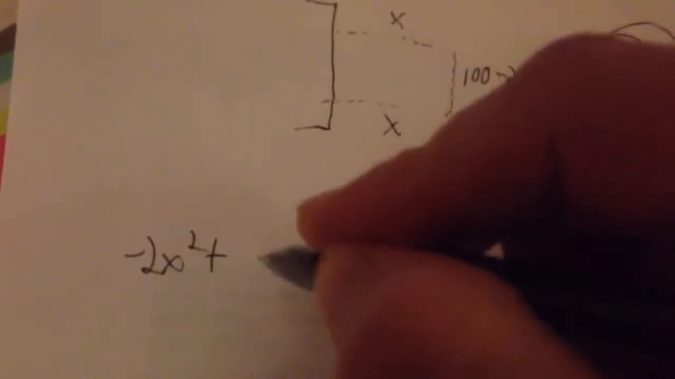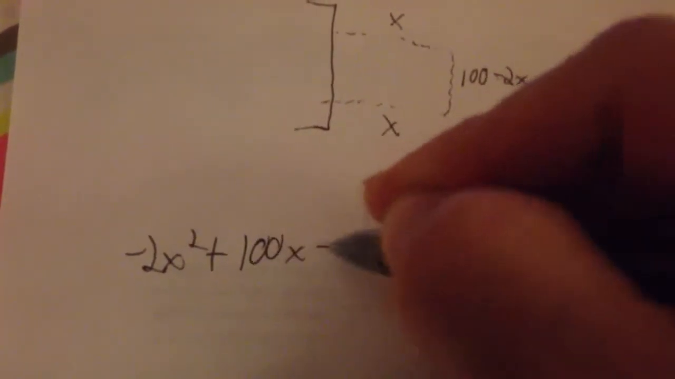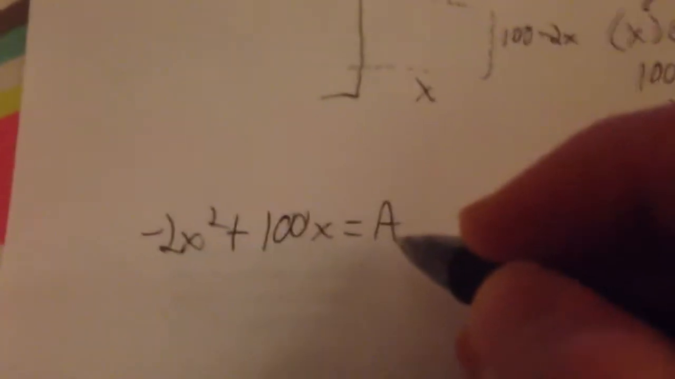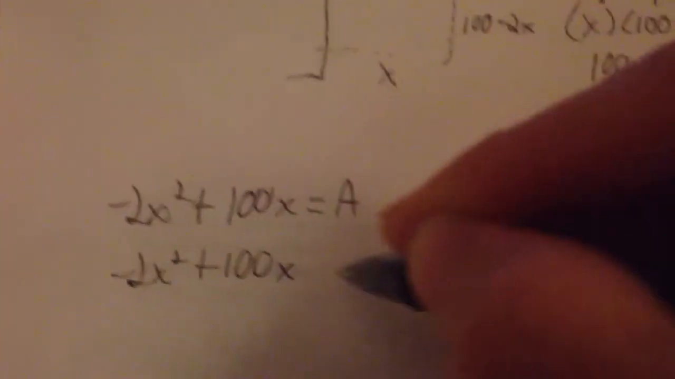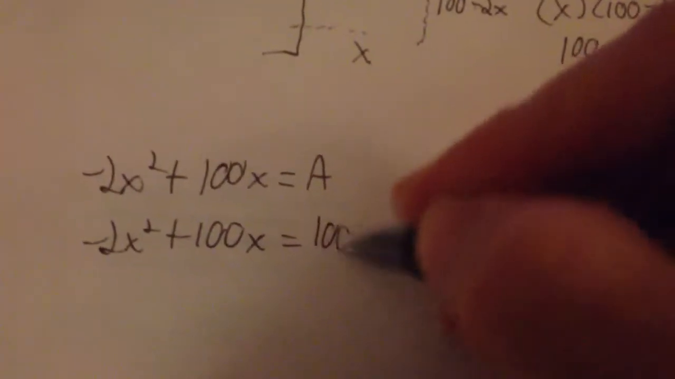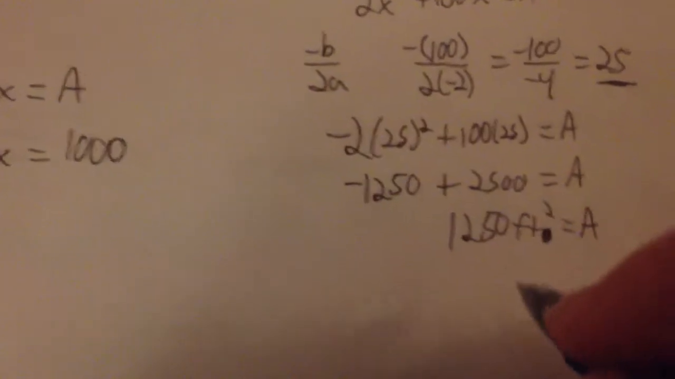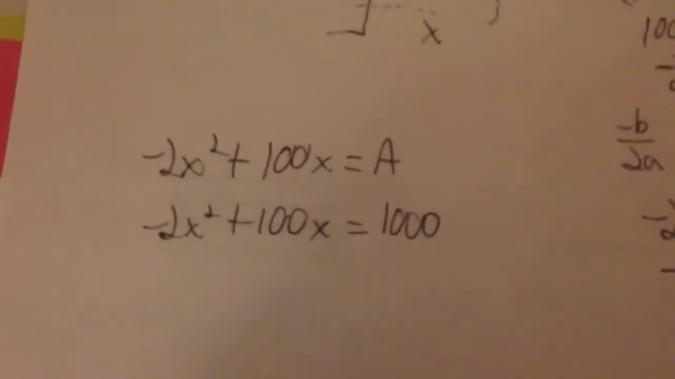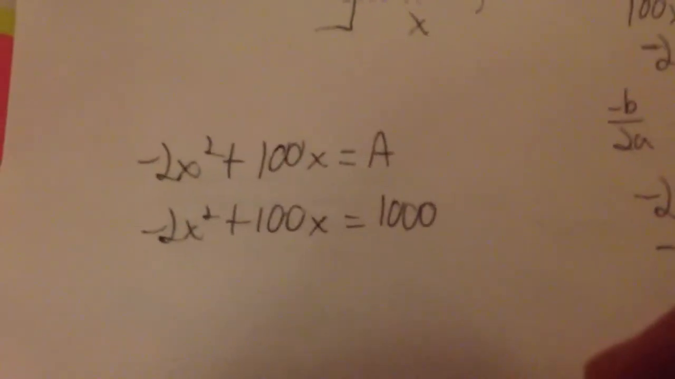So let's just say that my area, that negative 2x squared plus 100x, was my area. Let's just say that instead of finding the maximum area like we did over here, I only have enough room or enough money to get grass covered over 1,000 square feet. So instead of 1,250, which I know is my max that I can get, I only have enough money for 1,000, or enough space for 1,000. Either way.